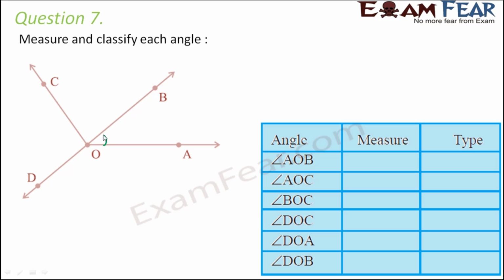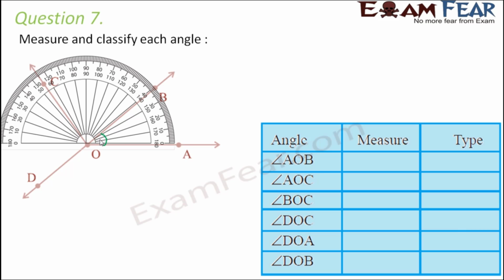So this is angle AOB. So again we will place the protractor, midpoint of the protractor coinciding with the vertex of the angle. So when you measure this angle, how much is this? This is 40 degree. So this angle is 40 degree. So its measure is 40 degree. Can you tell me what type of angle is this? Its value is less than 90 degree. So this is acute angle.